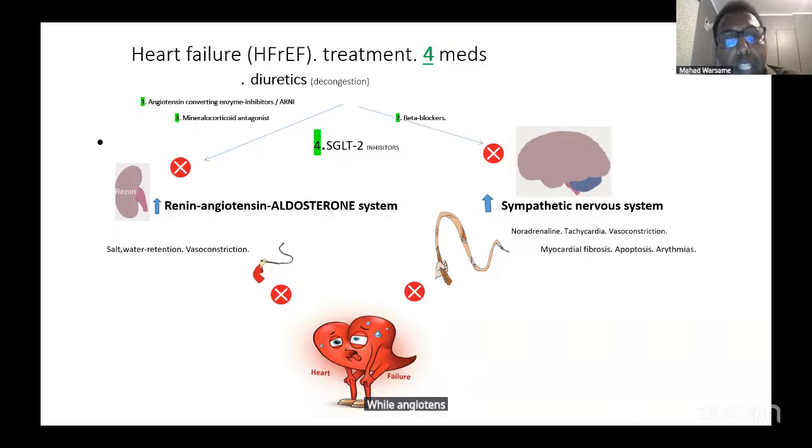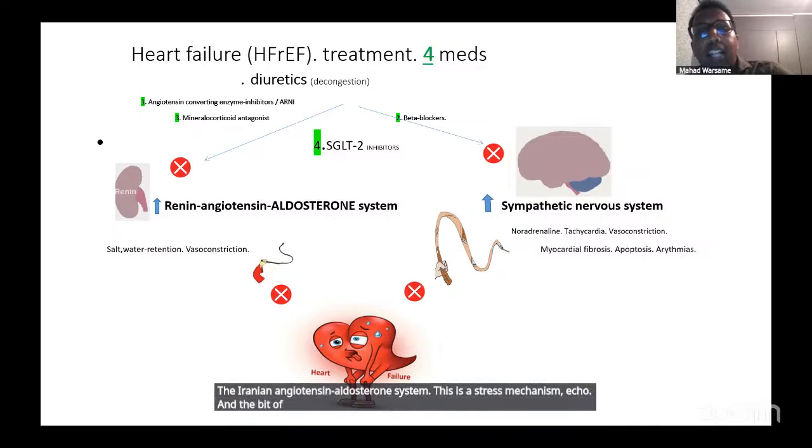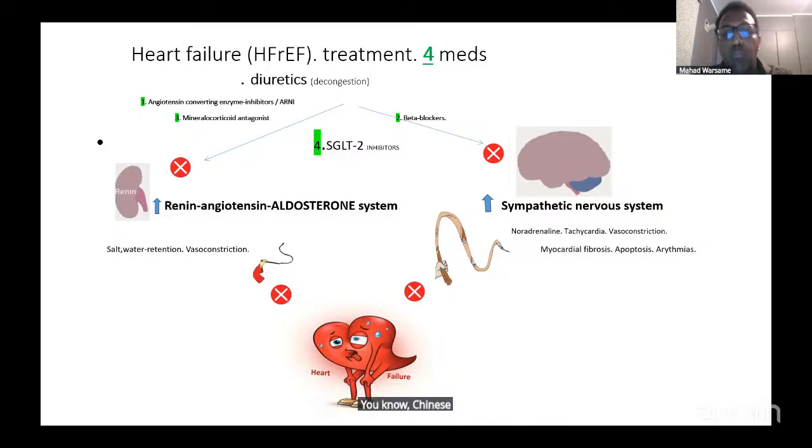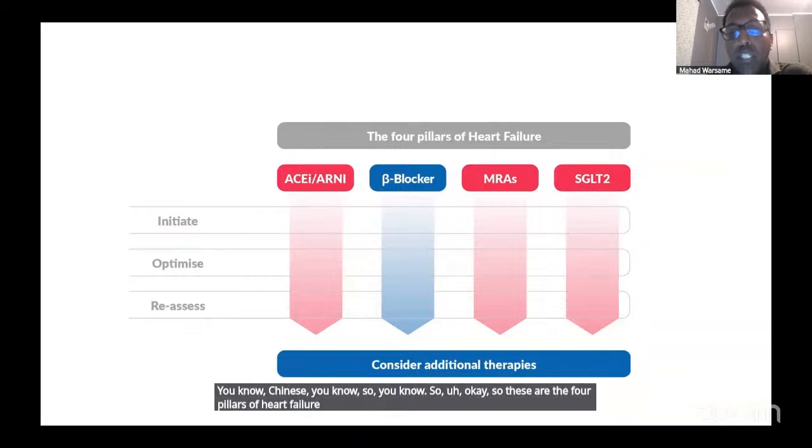Angiotensin converting enzyme inhibitors, ARNI, mineralocorticoid antagonist, all of these work on the renin angiotensin aldosterone system. This is a stress mechanism. And the beta blockers block the sympathetic nervous system activation. So we want the heart to rest a little bit. The basic treatment is to take those 2 systems and give the heart a chance. So these are the 4 pillars of heart failure with reduced ejection fraction.